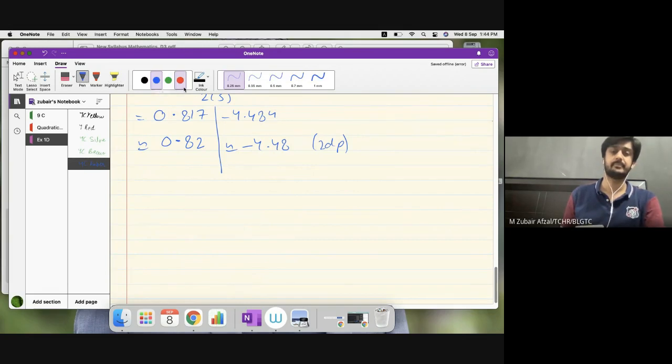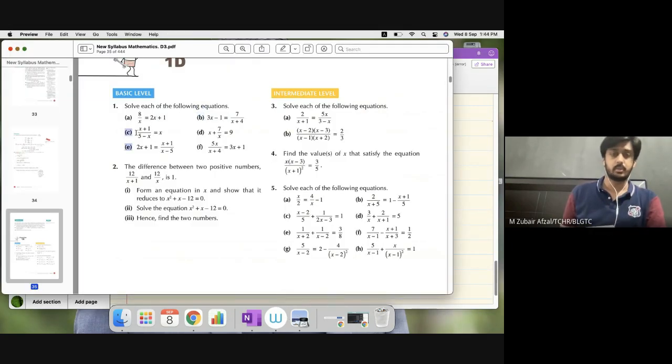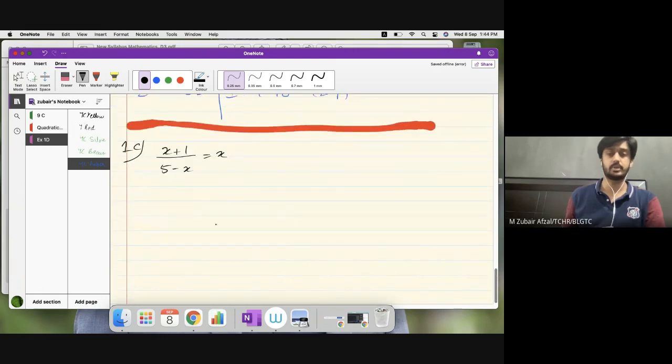Okay. Moving to the next part. This is 1c. 1c is (x plus 1) over (5 minus x) equals x. Again, we have a single fraction.